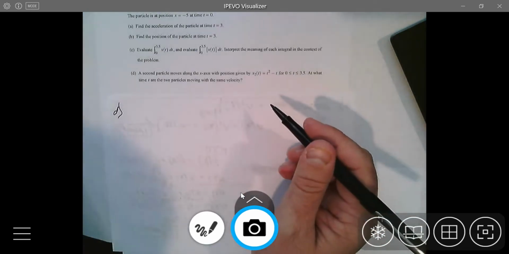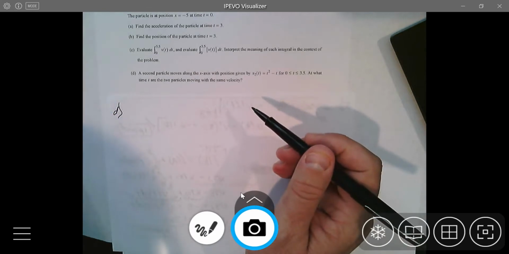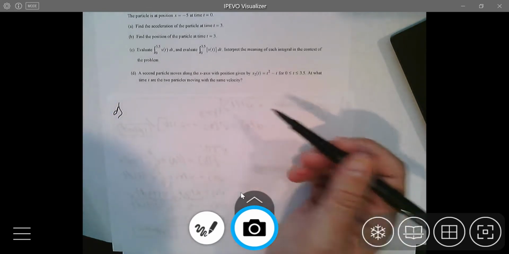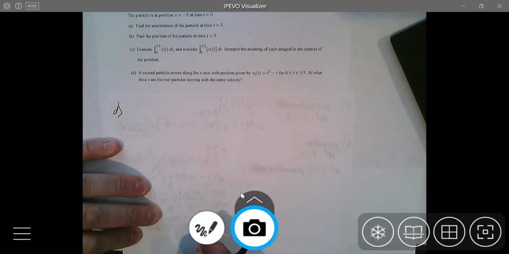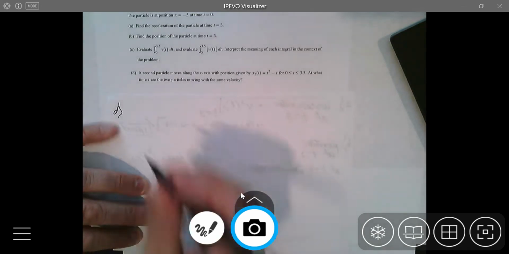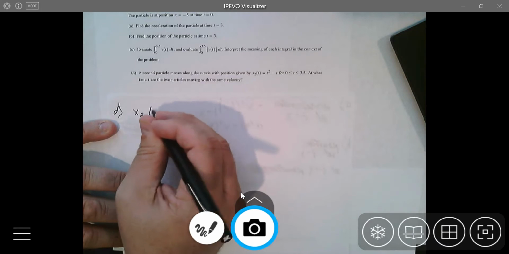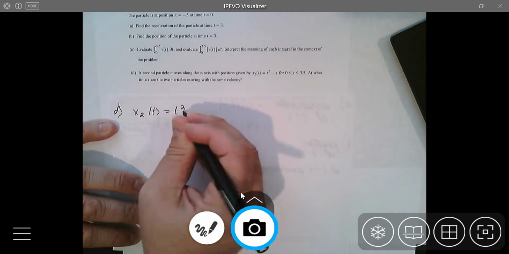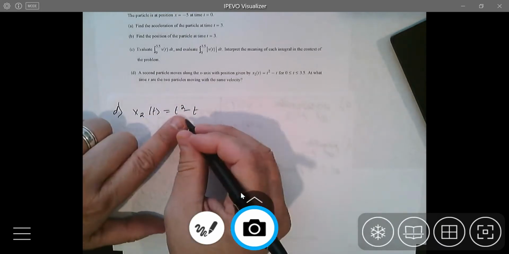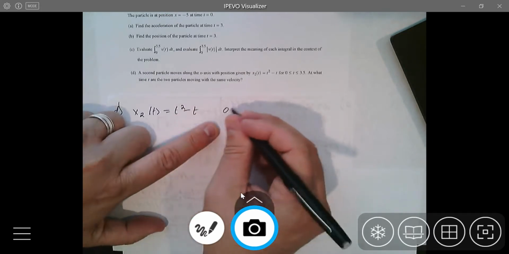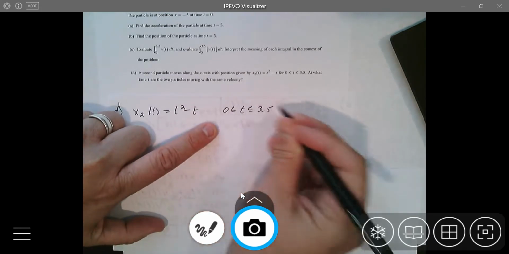Now this is where the College Board stops being so kind. One of the things that they have started to do, and this has become pretty typical lately, is they talk about two different particles moving, or it's like a cat and a dog moving. It's two different objects, and you've got to consider what's happening with both of these objects. So in this case, they introduce a second particle, and they say that its position is given by t squared minus t for the time interval 0 to 3.5.